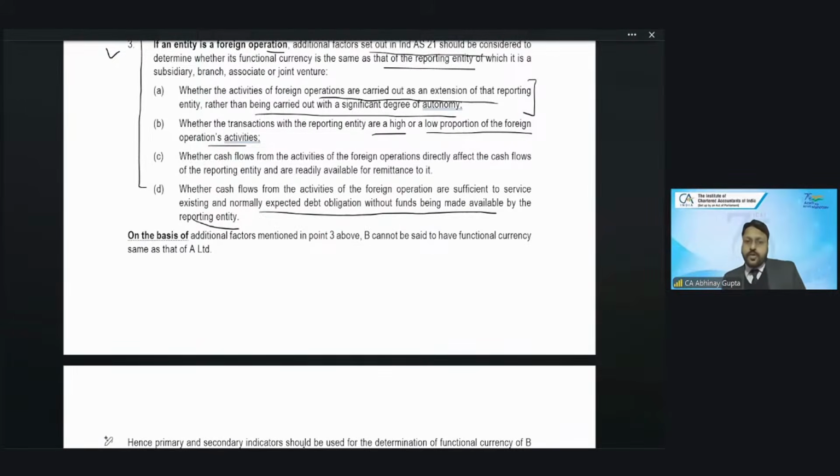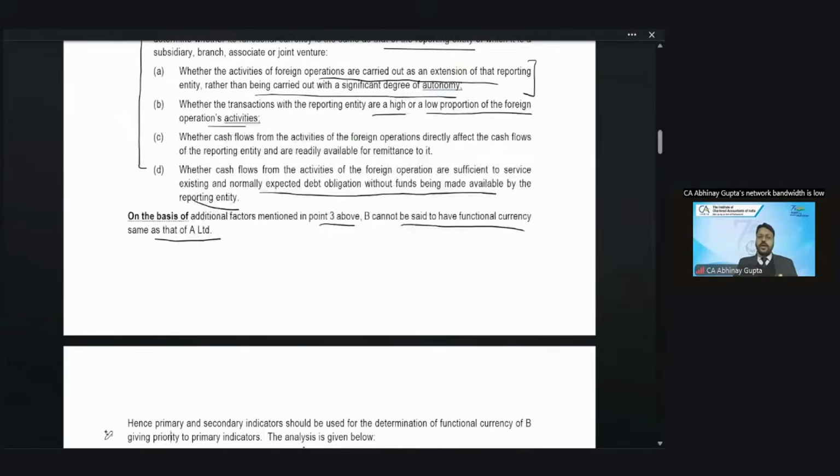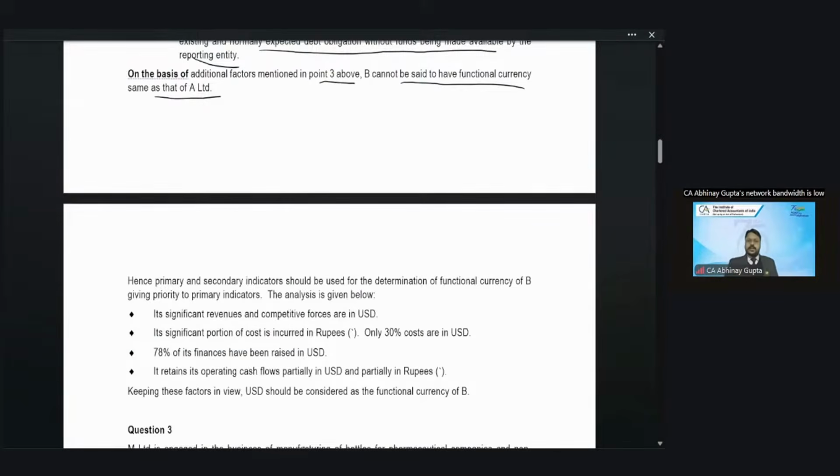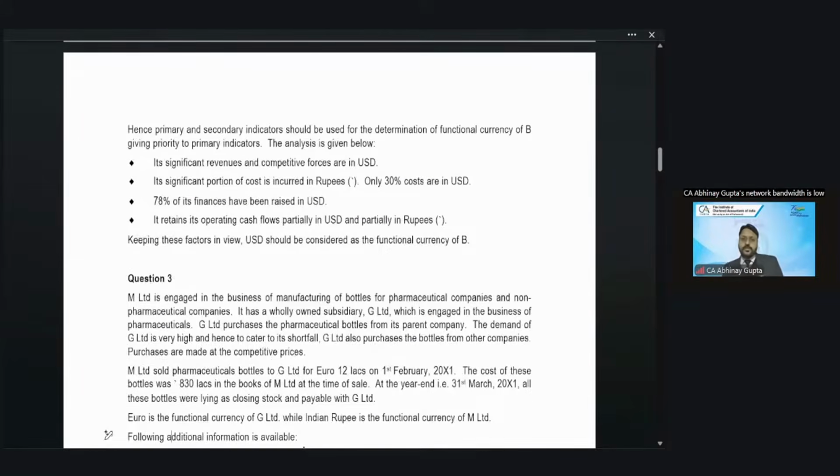On the basis of all the above additional factors mentioned in point 3 above, B cannot be said to have a functional currency same as that of A Limited. Correct? And hence, the functional currency is USD and not the INR or OMR. Hence, primary and secondary indicators should be used for determination of the functional currency of B, giving priority to the primary indicators. The analysis is presented below.